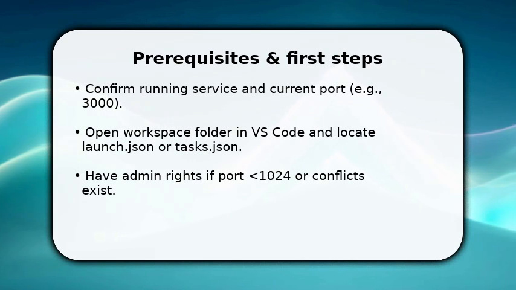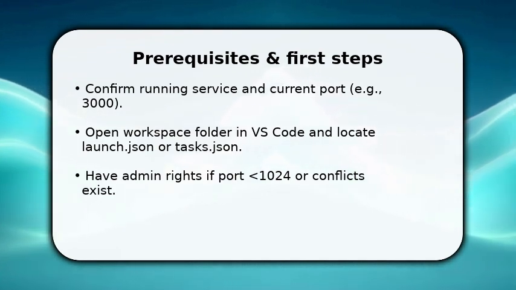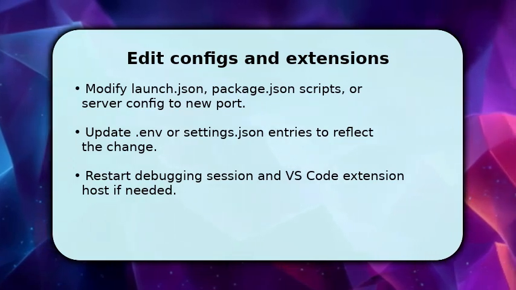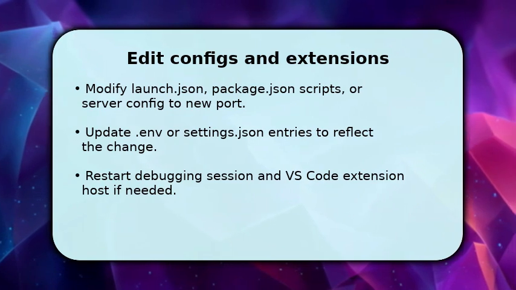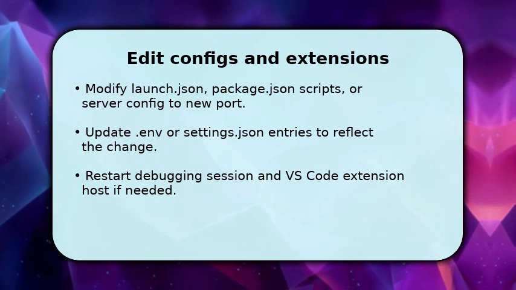Change the port entry in the config file while keeping a copy of the original file so you can revert if needed. Now edit the configuration that starts your server in launch.json. Change the args or port in package.json. Update the start script or change the server file's listen port.